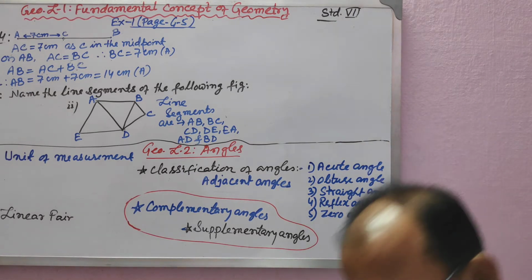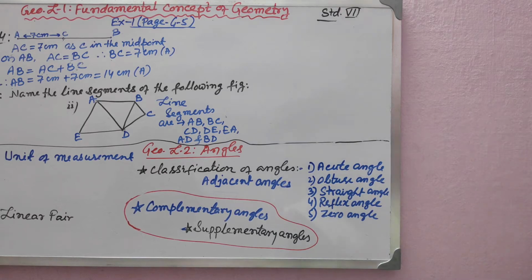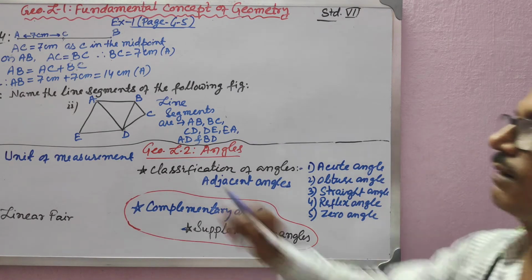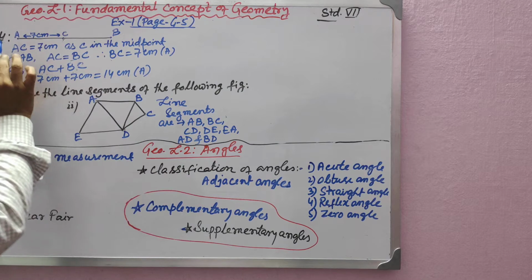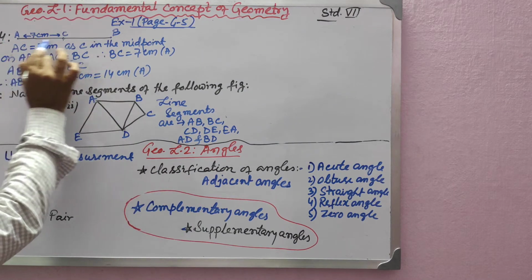Question number 4 is given to you. C is the middle point of the line segment AB. I have done it here, you just see. That is, C is the middle point on the line AB.